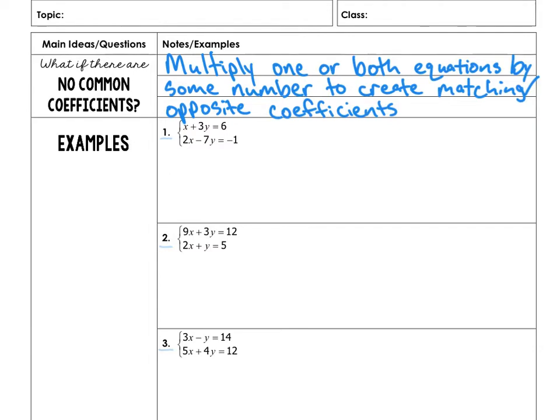And really the response to this question is already written here. We're going to have to multiply one or both of the equations by some number to create matching or opposite coefficients. Now I'm throwing around that word, coefficients. Do you remember what it means?